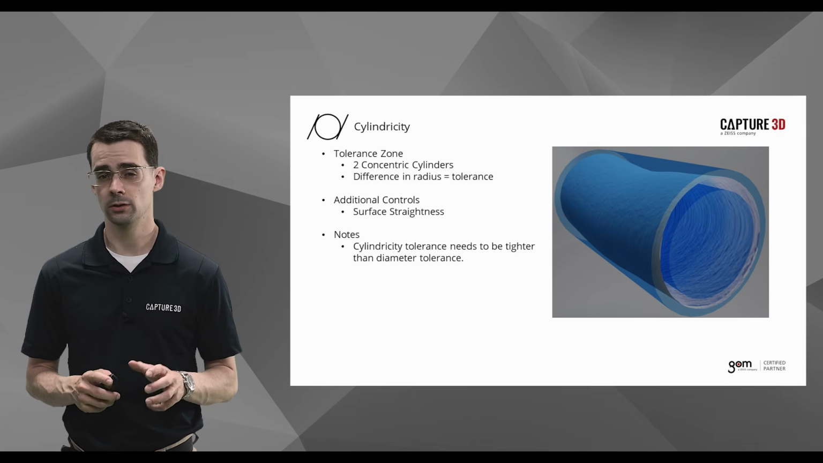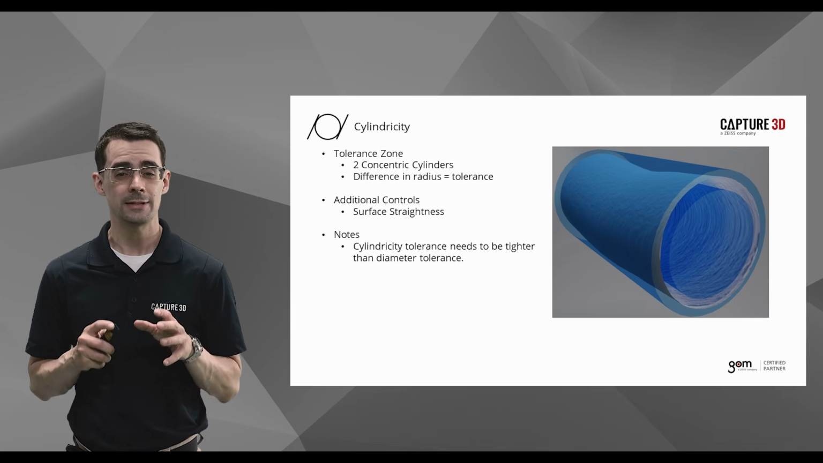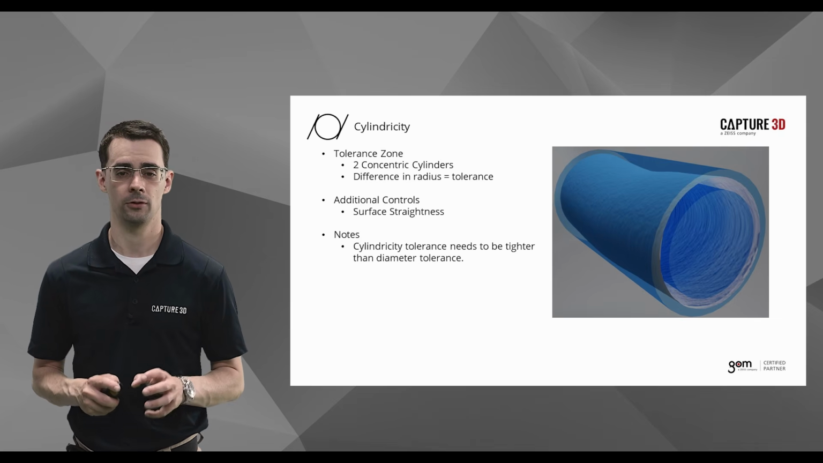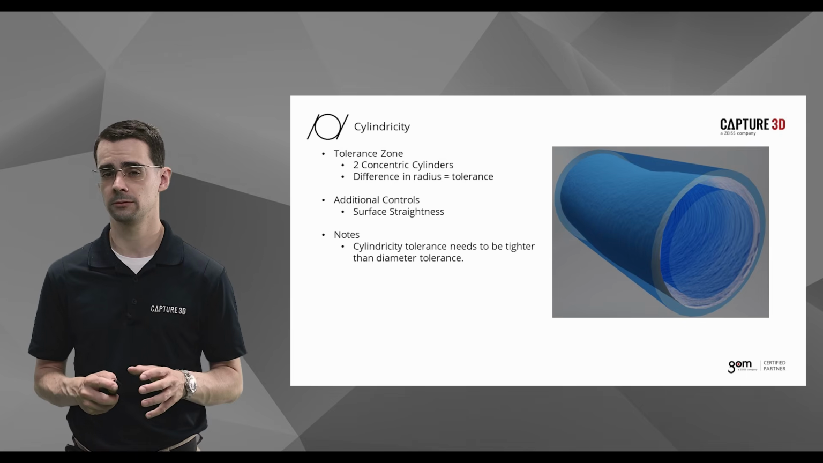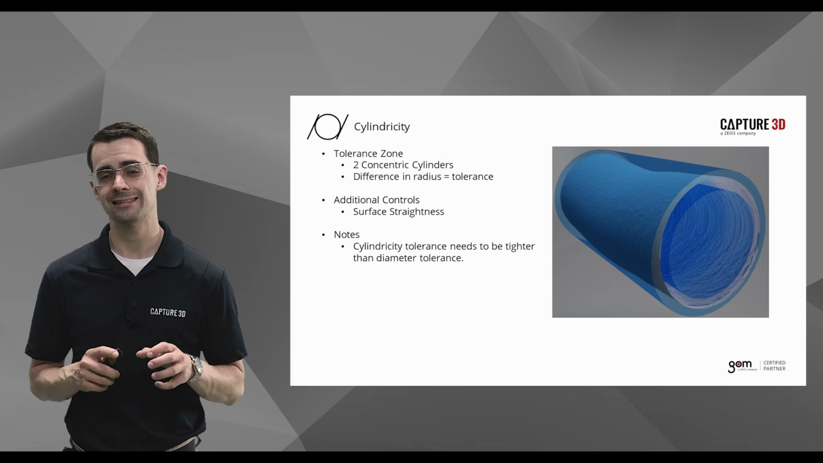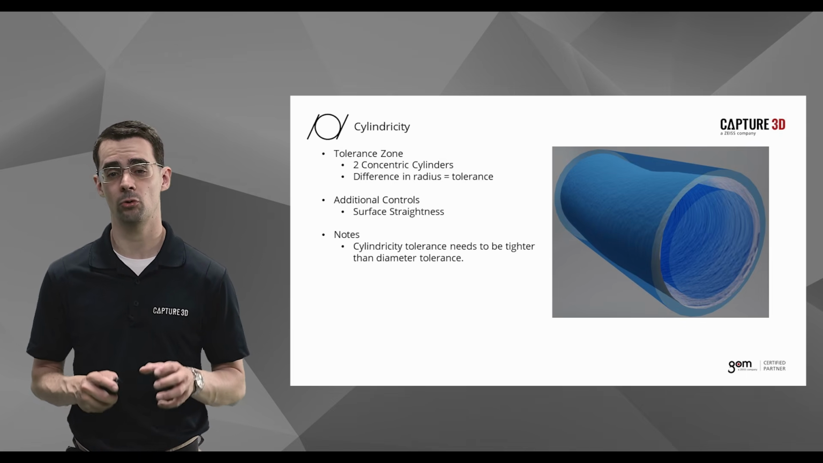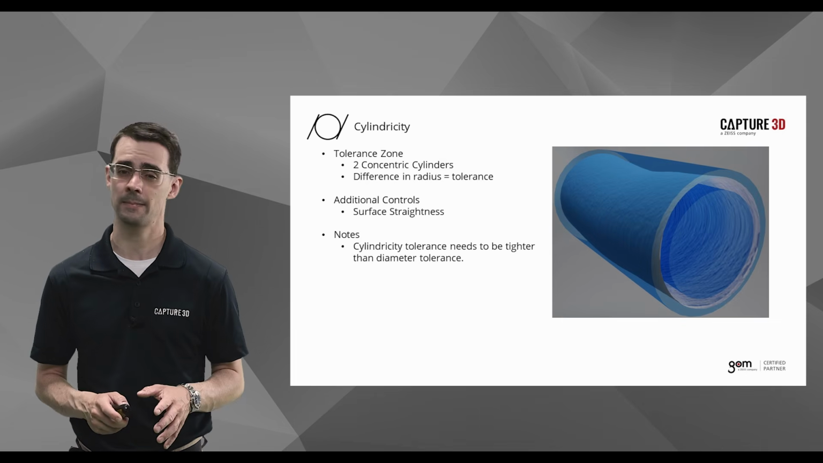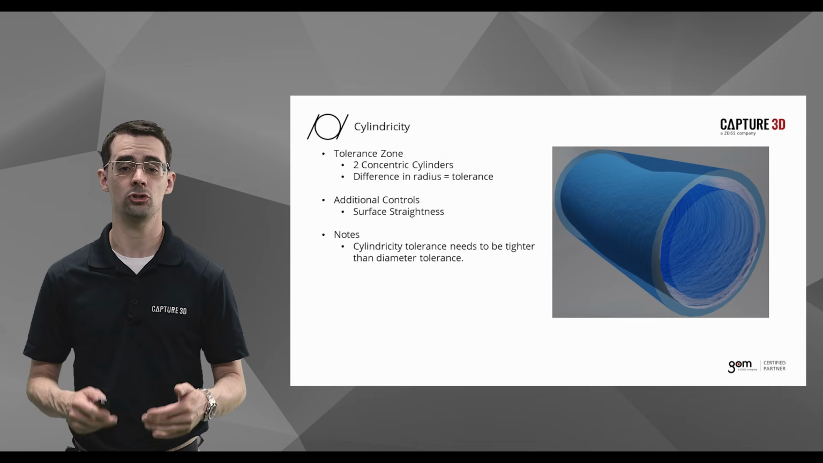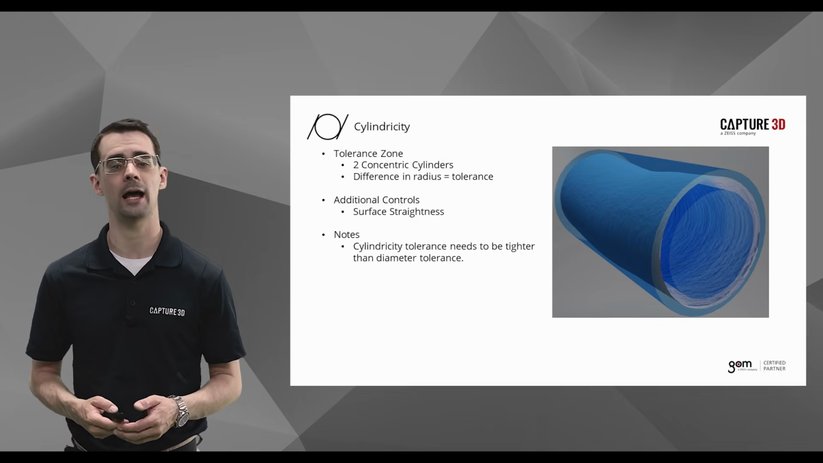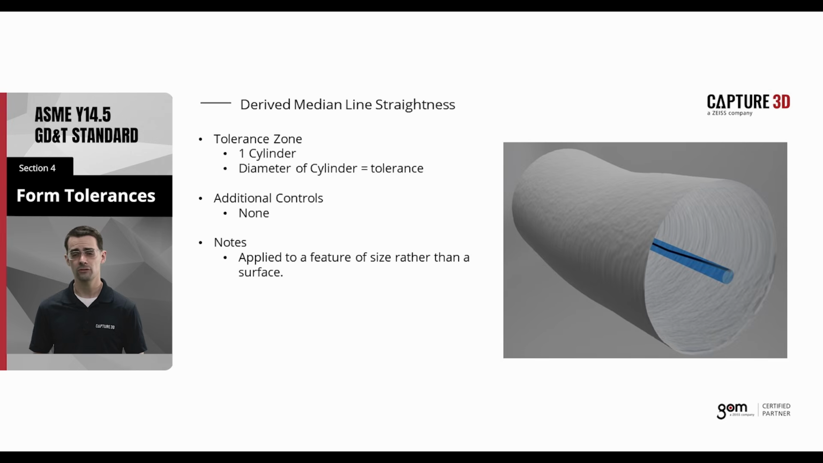As a general rule, cylindricity tolerances need to be tighter than the diameter tolerance. Remember our envelope principle from earlier? The envelope which controls the size of your cylinder also controls the cylindricity to the same amount. This means that cylindricity should be a further refinement to size. While cylindricity controls surface straightness, as a bonus, I also want to control the straightness of the axis of my feature, and that is where DML, or derived median line straightness, comes in.